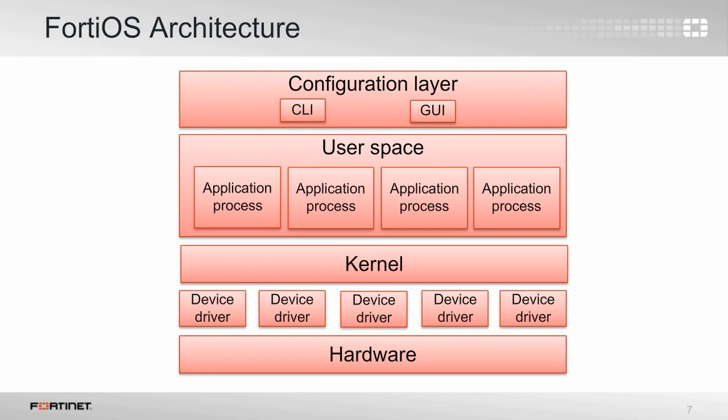The user space is located above the kernel. Several application processes, or daemons, run in the user space. Above the kernel and the user space is the configuration layer, which is basically composed of two modules, the command line interface and the graphical user interface.